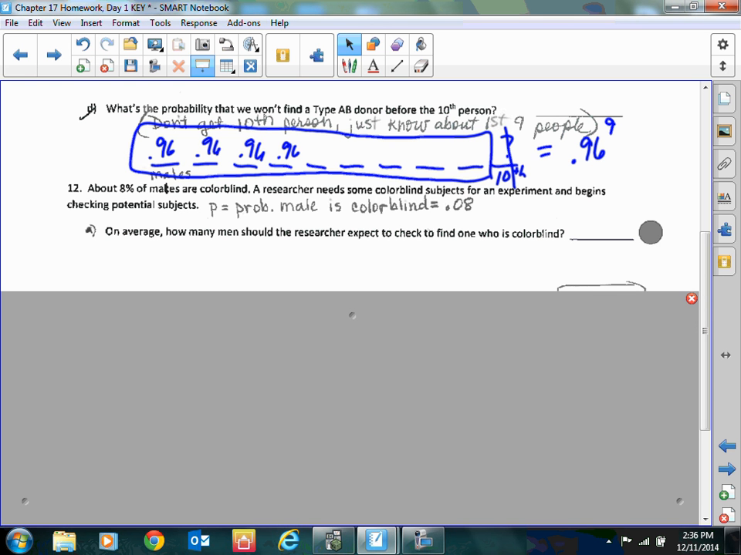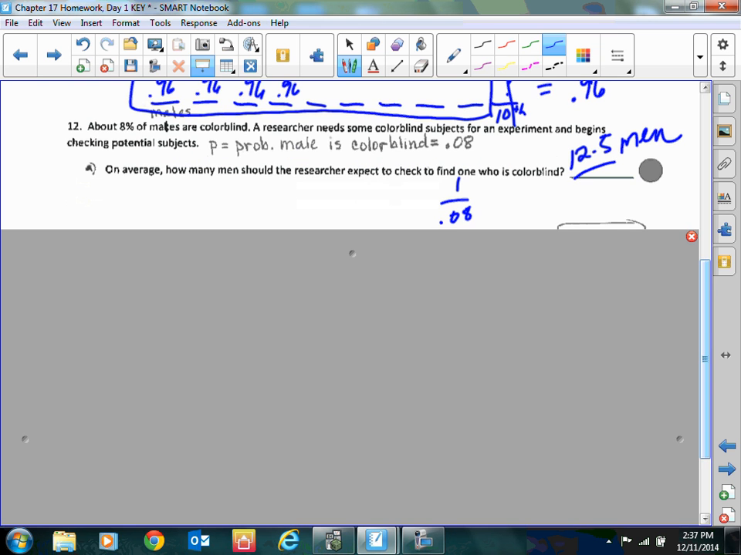On average, how many men do you think the researcher is going to have to check to find that one that is colorblind? How's that going to look? Good, 1 over 0.08. So on average, 12 and a half men. Label it 12 and a half men. And remember, this is an average. He checked 11 guys and found the 11th one wasn't colorblind. You checked 12 and the 12th one was. I checked 13 and the 13th was, because I stopped at the 13th, so that averaged out to 12 and a half men. That's an average. That's why it can be unrealistic.